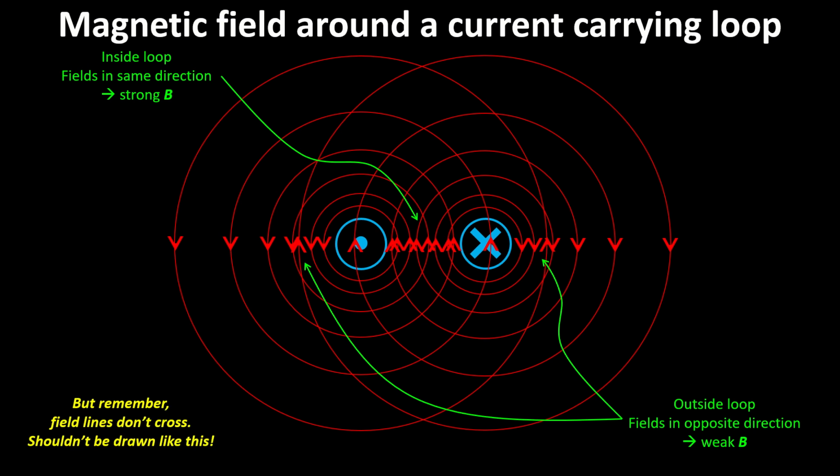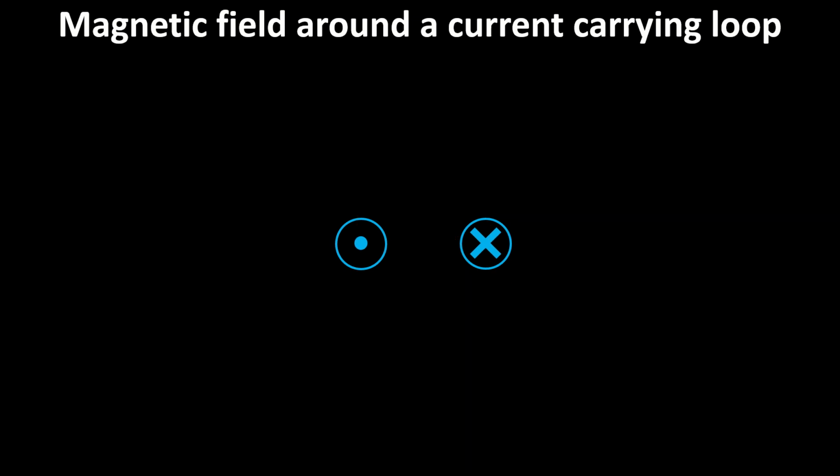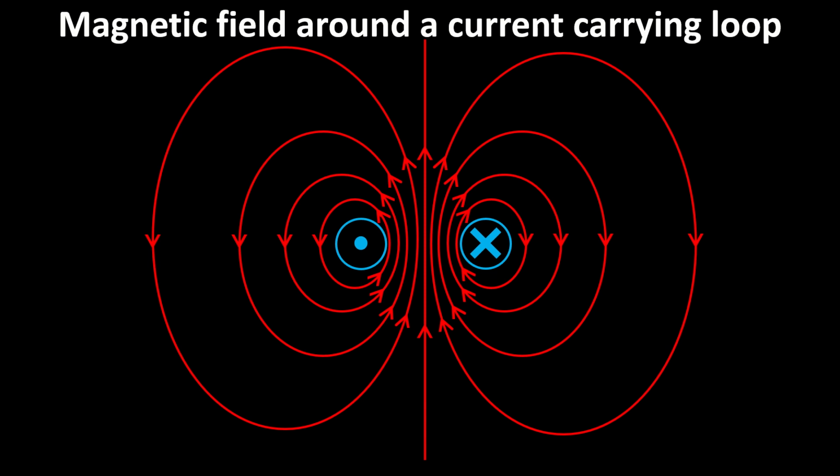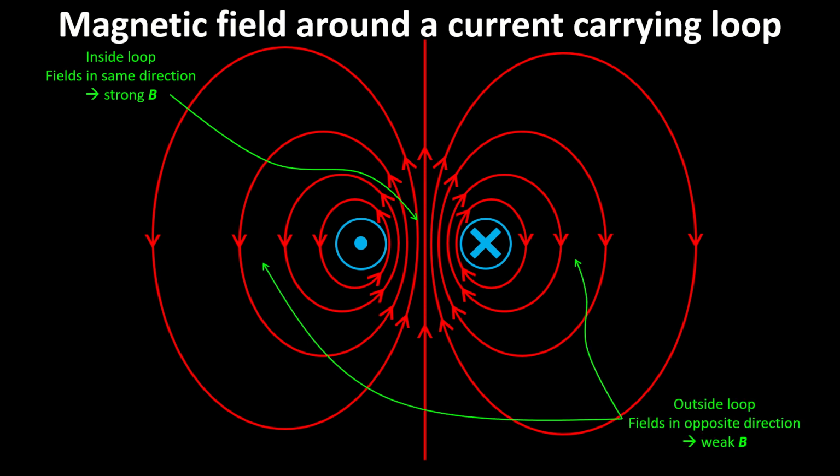But remember, we shouldn't really draw the diagram like this. I've drawn magnetic field lines there crossing, and that doesn't happen. So what we need to draw is really the combination of when you add those together, and it looks like this. Inside the loop we've got a strong magnetic field because the magnetic fields from each side are in the same direction, and on the outside, it's spaced further apart because there's a weaker field there.